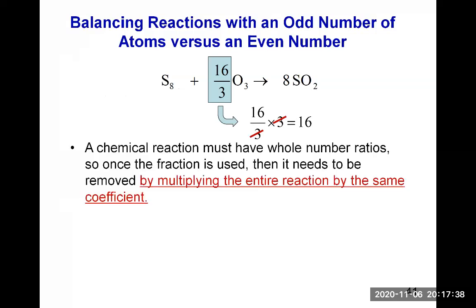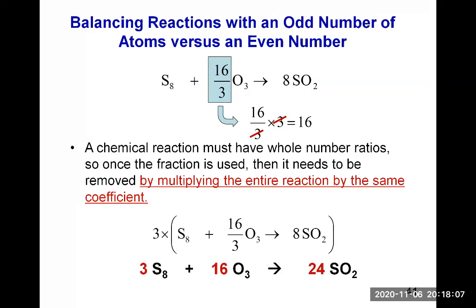However, a chemical reaction must have whole number ratios. So once the fraction is used, it needs to be removed by multiplying the entire reaction by the same coefficient. And so here, because the fraction is over 3, to get rid of the fraction, you need to multiply everything by 3. So we will multiply all the compounds and elements of that chemical equation by 3. So that's going to be 3S8 plus 16O3 on the left gives 3 times 8, 24SO2 on the right.